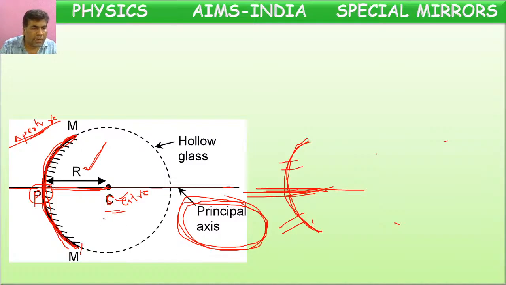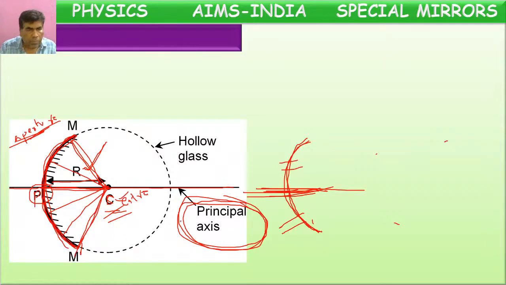What are the terms here? C for center of curvature, P for pole, R for radius of curvature. This line is the principal axis. This M to M dash is the aperture. Here, radius means not only this line from the center to the mirror, any line. This line is also a radius, this is also a radius. Like a circle, all radii are equal.